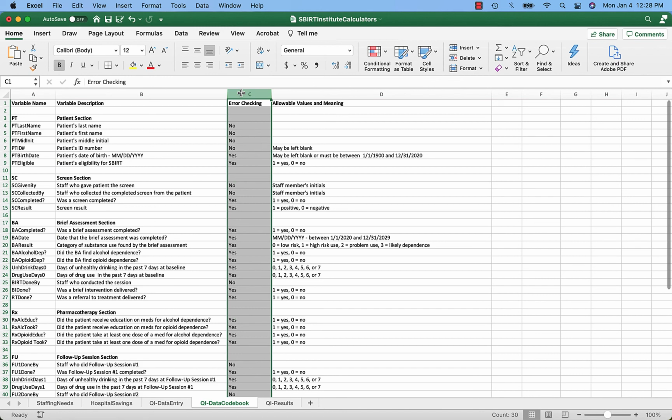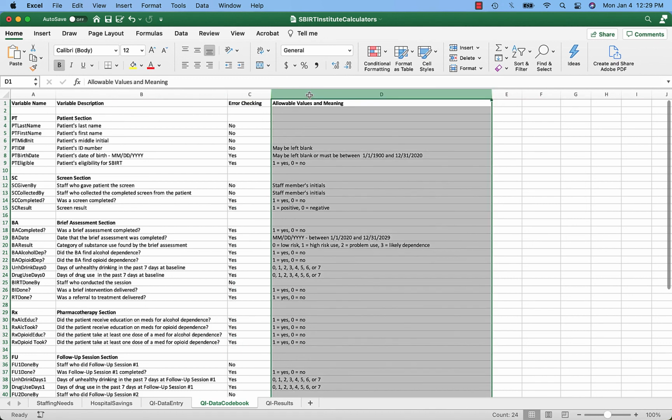Column C tells you whether error checking is performed for each field. If yes, that means that the spreadsheet will reject improper data. For example, if you enter anything other than a 1 or 0 for a yes/no variable, you'll be asked to try again. And for outcome variables, days of unhealthy drinking or drug use in the past 7 days, you have to enter a whole number between 0 and 7 or you'll get an error message. Column D shows the allowable data for each field.